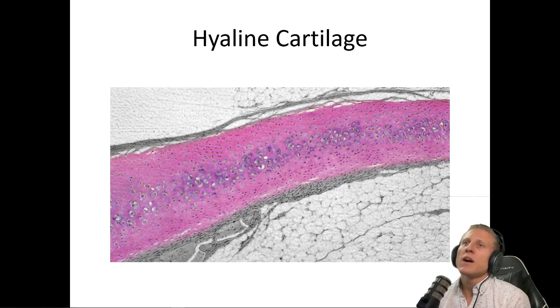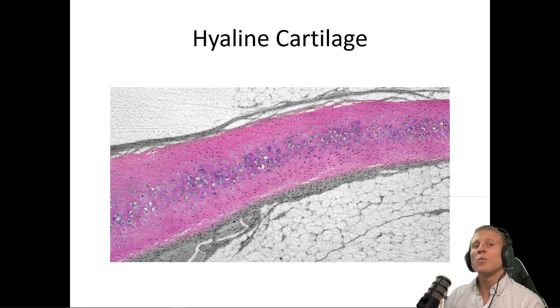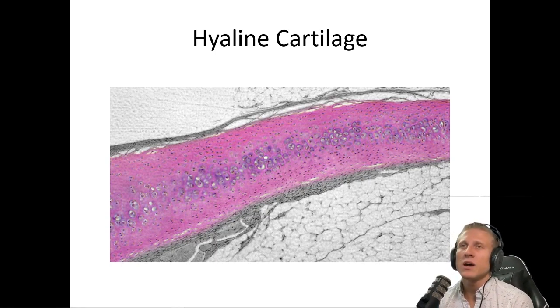Here's an example of hyaline cartilage. Again, it is interspersed widely throughout the human body. We see hyaline cartilage at the endpoints of our long bones to help reduce friction in our joints.